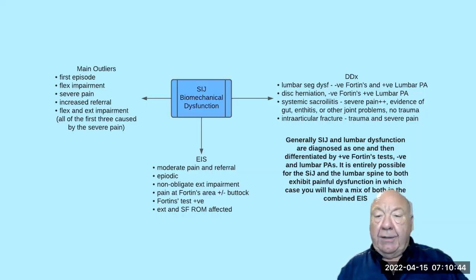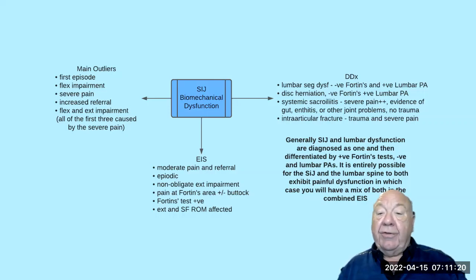Disc herniation, contained and uncontained, can also be a differential diagnosis for an outlier of SI joint where there is intense pain. If you have intense pain, we'll look at this in a second, all the movements are going to be affected, and there's going to be a lot of referral. So it can look very much like a disc herniation. Difference being that Fordham's is negative, unless of course you've got both going on. But what will be really positive for the disc herniation is the lumbar PA.